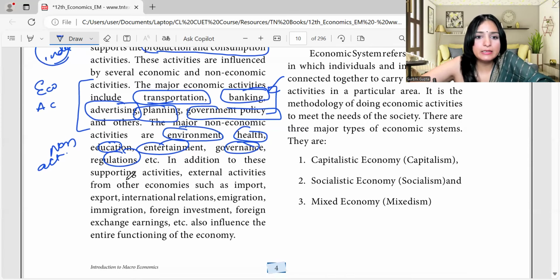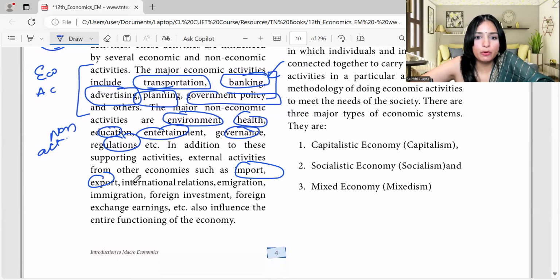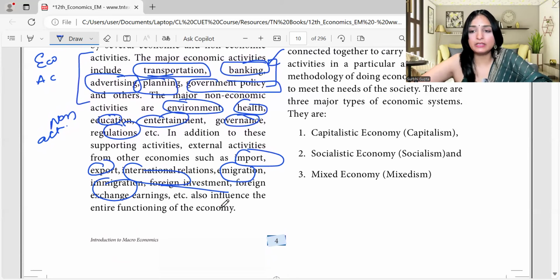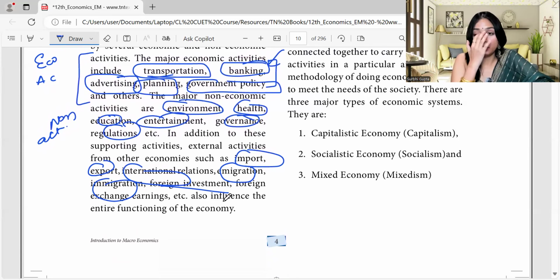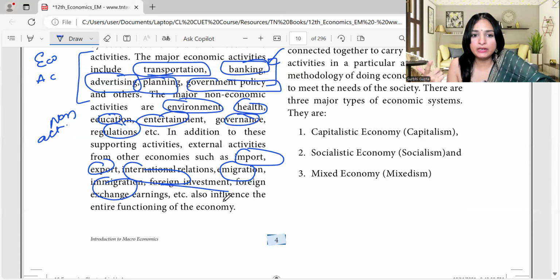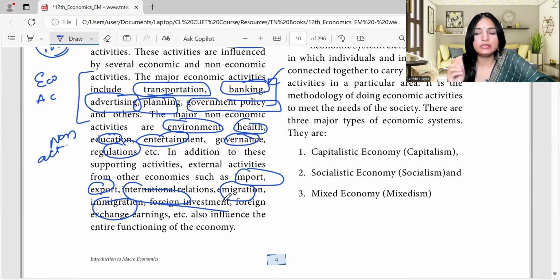In addition to these supporting activities, there are external activities from other economies such as import, export, international relations, immigration, foreign investment, and foreign exchange earnings. These are the external activities. All right. So if you're importing from a country, exporting to that country, if immigration is happening, somebody is coming into your country, or you are going out from our country to some other country, foreign investment is happening, foreign exchange is taking place, all these things are external activities. Okay, these also influence the functioning of the government.